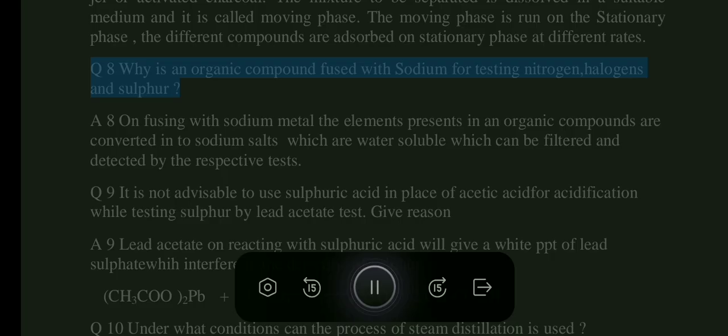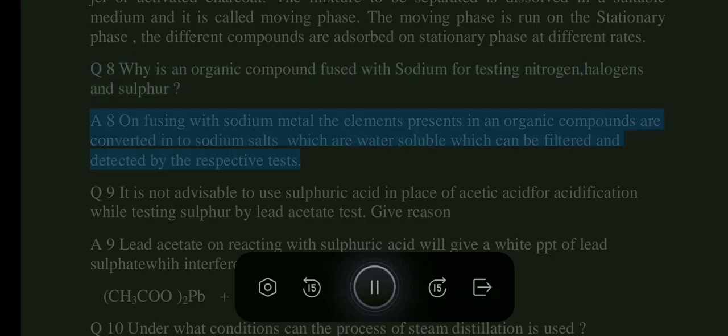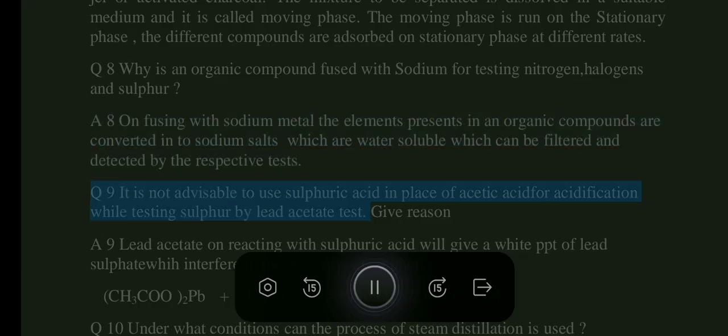Q8: Why is an organic compound fused with sodium for testing nitrogen, halogens and sulfur? A8: On fusing with sodium metal, the elements present in an organic compound are converted into sodium salts, which are water soluble, can be filtered and detected by the respective tests.